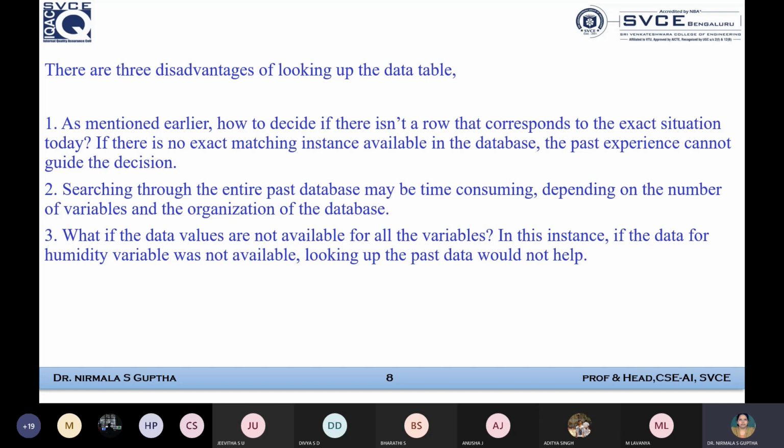The second disadvantage is, the searching through the entire past database may be time consuming, yes, obviously, because it's not like 1 or 10 or 100 records. It could be plenty of records. We cannot really say that. Huge amount of data, depending on the number of variables and the organization of the database. It cannot be 5 variables also. It could be 500 variables or 5,000 variables of data what we are trying to use for our analytical perspective of the decision tree algorithm or technique to be applied.